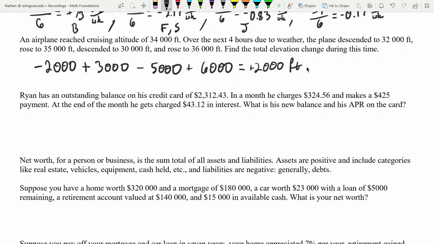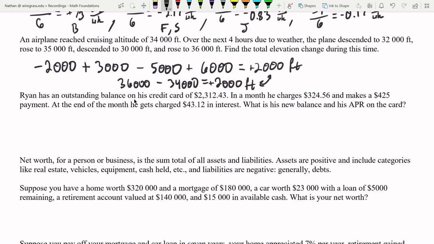feet elevation change. Now, what's interesting about this problem is because we know the starting altitude and the ending altitude, we didn't actually have to go through this process. All we really had to do was do final minus initial, and that gave us the change in altitude, the exact same thing. So different ways of thinking about it. There's different situations where you'd use each one. In this case, there's no reason to do this first method. This one is really a lot quicker.